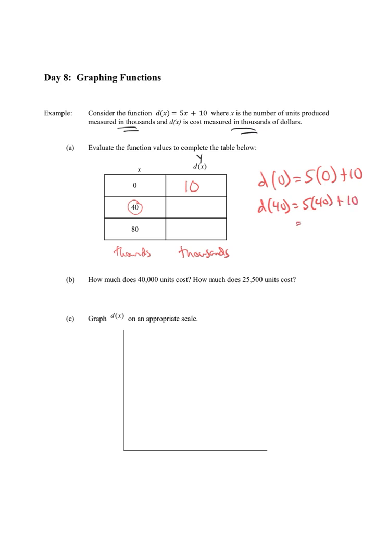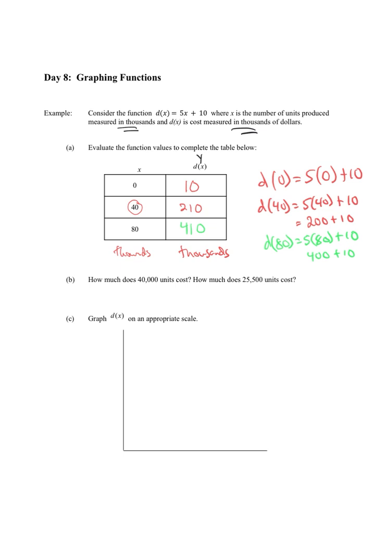All right, now d of 40, that would be 5 times 40 plus 10. So that would be 200 plus 10, so 210,000. All right, and then the 80, similar, d of 80 would be 5 times 80 plus 10, so that would be 400 plus 10, so 410,000.